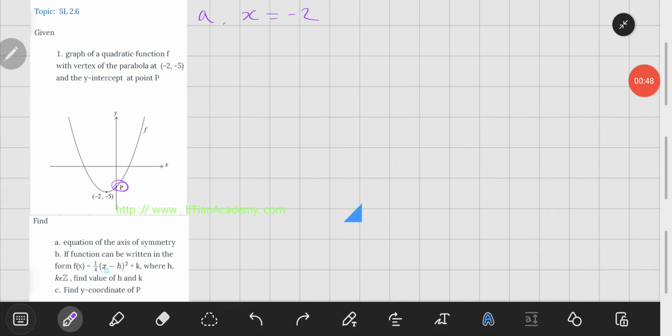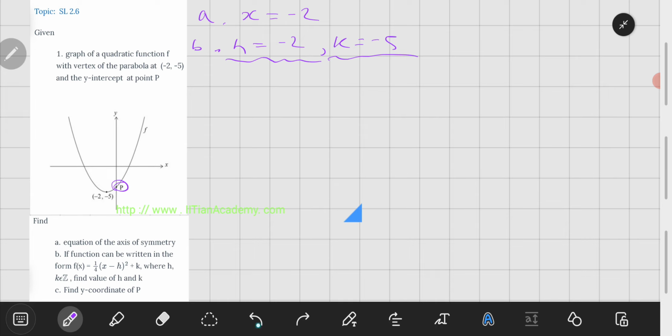And then for question B, we are asked if the function can be written in the form of f of x is equal to 1 over 4 (x minus h) squared plus k, where h and k are integers. Find the value of h and k. So we can see that this format of a function is actually written in vertex form, where h and k correspond to the vertex. So we must simply substitute the vertex that we were given along our parabola into the equation.